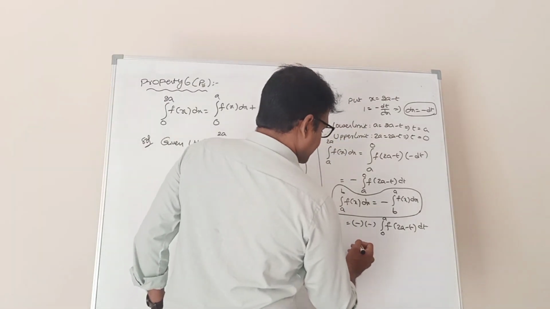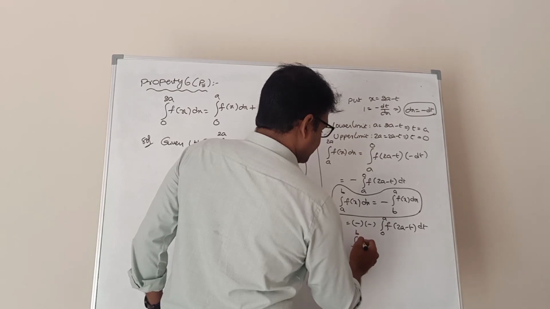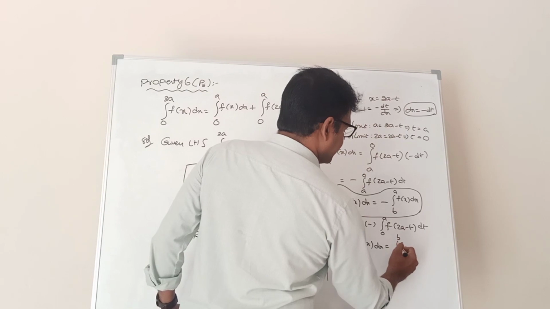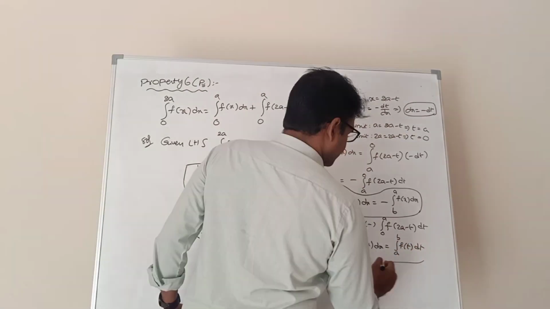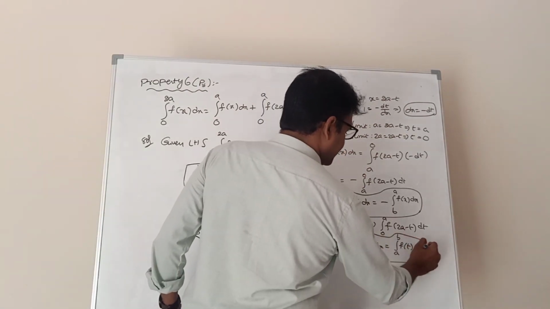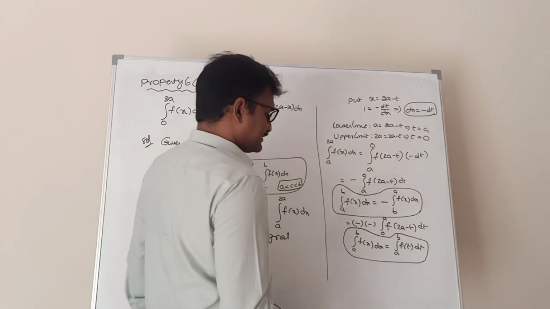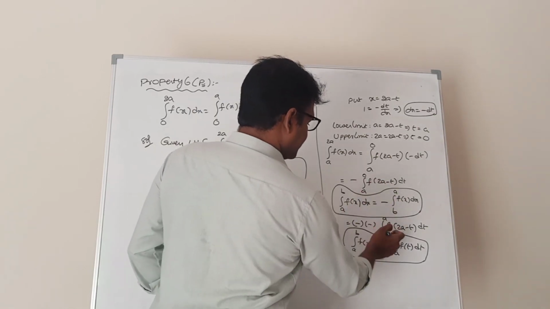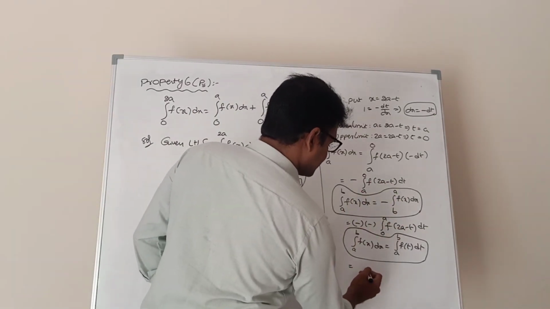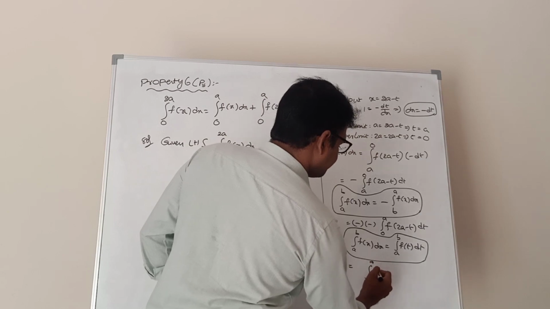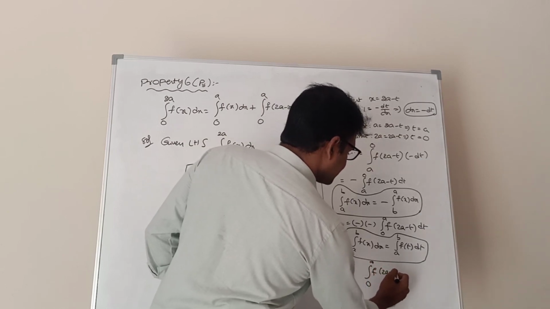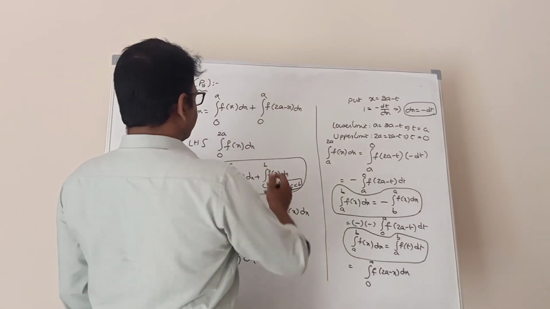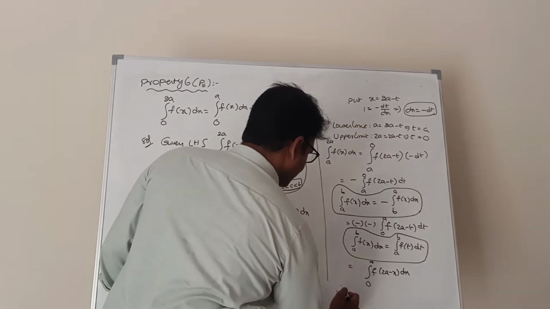Next, according to the first property, integration of a to b f of x dx is equal to integration of a to b f of t dt. So from this property, wherever x is there you can replace with t, and wherever t is there, we can replace with x. So according to this property, minus into minus will become plus: 0 to a f of 2a minus x into dx. So therefore what is RHS?